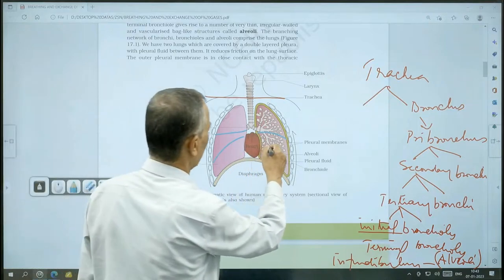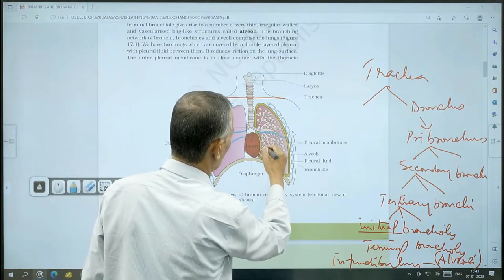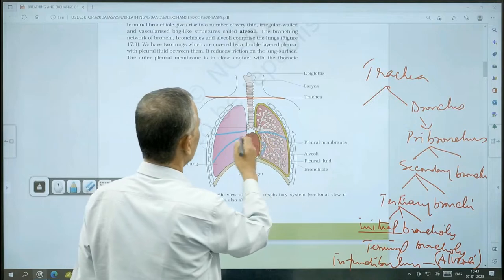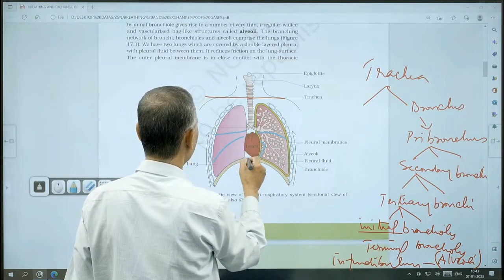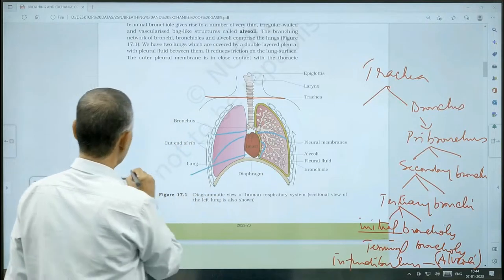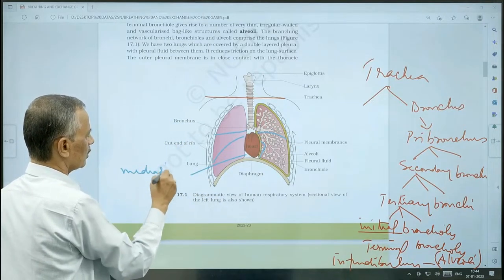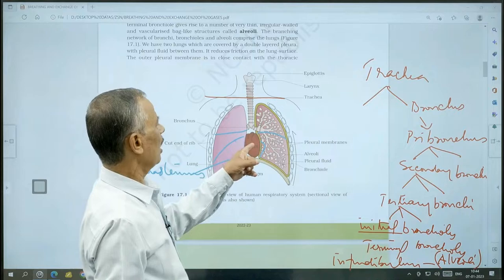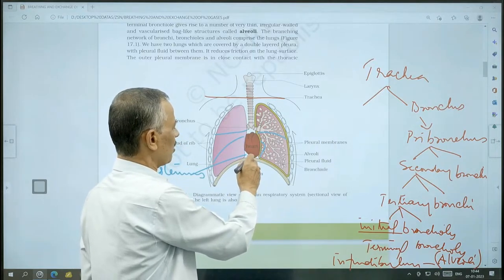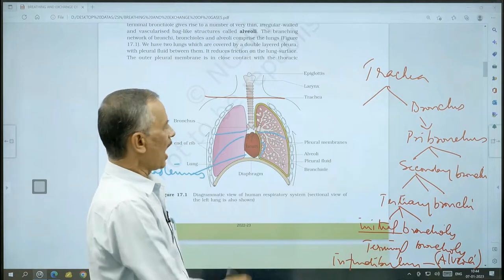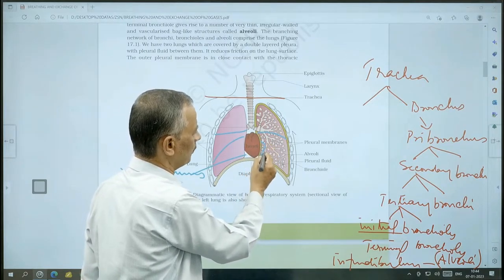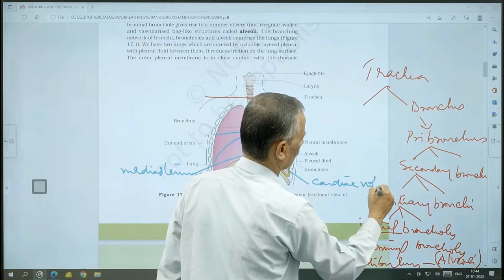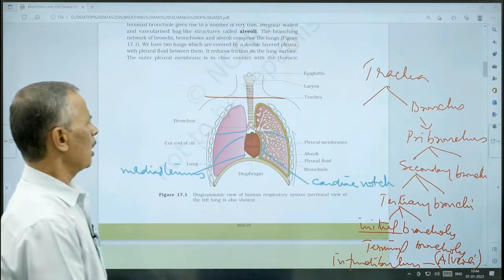And in the left lung, you are having a notch, a depression. The small gap between the right and left lung is called mediastinum. It is in this mediastinum heart is placed. The apex of the heart is tilted to the left side, and to accommodate the heart, you are having a small depression called cardiac notch.